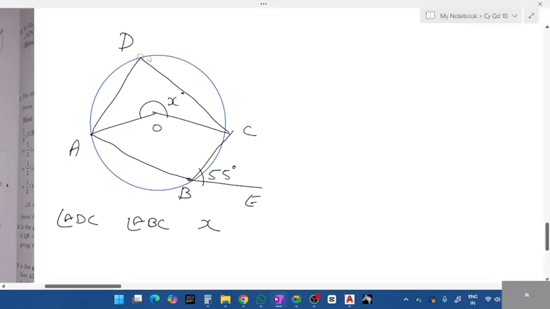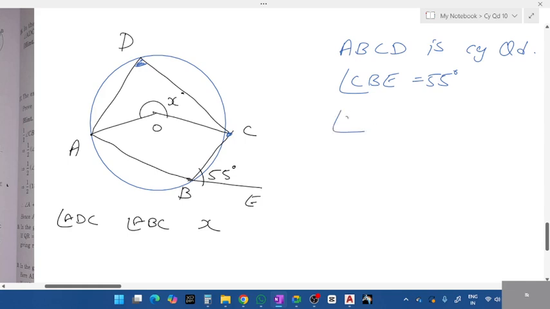See, this is the question. Which is the exterior angle here? ABC is a cyclic quadrilateral. Angle CBE is equal to 55 degrees. If CBE is 55 degrees, what about angle D? So angle CBE will be equal to angle ADC. Right? In a cyclic quadrilateral, the exterior angle is equal to the interior opposite angle. That is equal to 55 degrees.